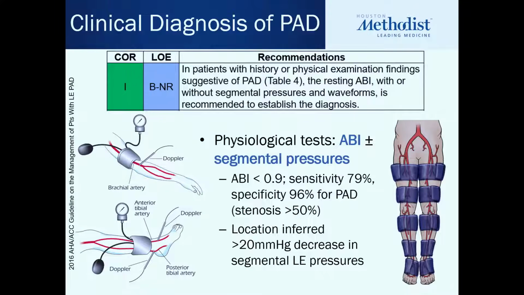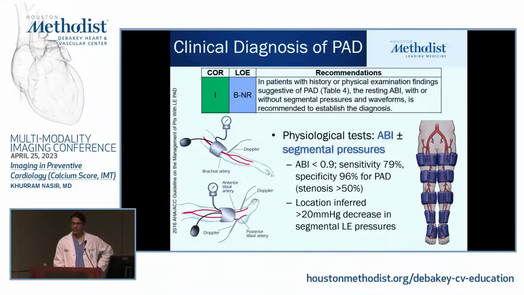So what's the next step? We've done our history, we've done our physical exam, and we have features that are suggestive of peripheral arterial disease. The very next step is to perform an ABI.